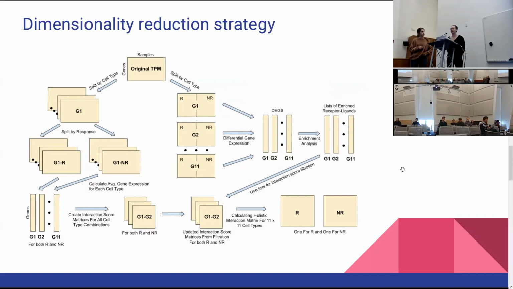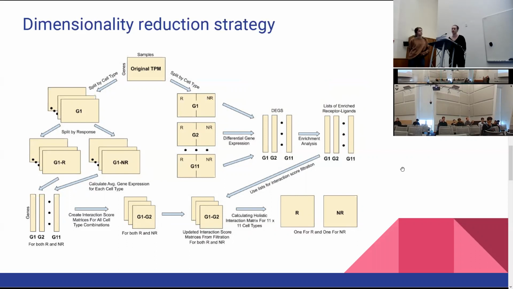And then on the right-hand side, we have AIM2, which was the gene pathway enrichment analysis. So basically, we split by cell type, so we again have 11 of those with the responder and non-responder, and then we create a differential gene expression where we have the DEGs for G1 through G11, and then we create our enrichment analysis where we get our list of enriched receptor-ligand pairs. And then basically we use these lists for interaction score filtration, where we have a binary classification. So if the receptor-ligand pair was enriched in both cell types, we would keep that pair.